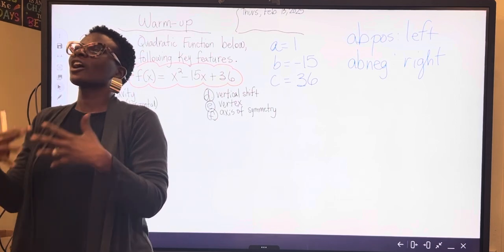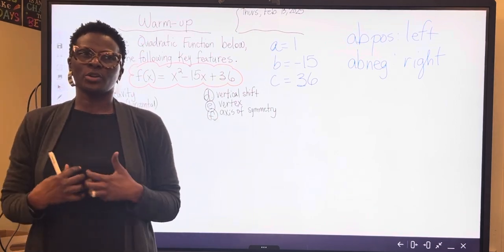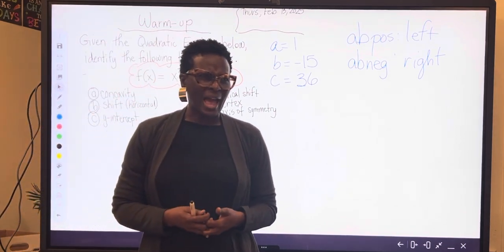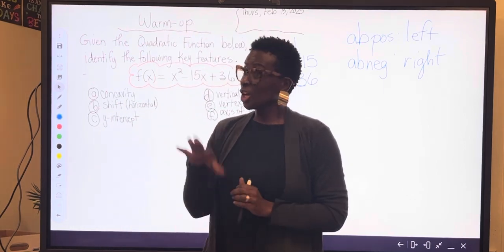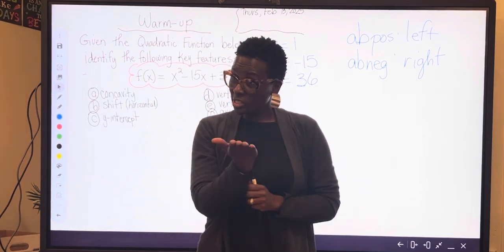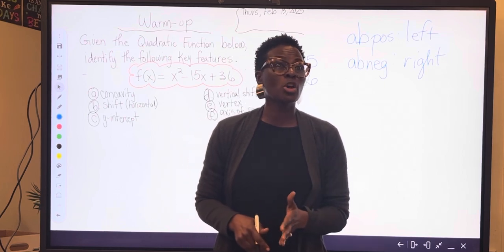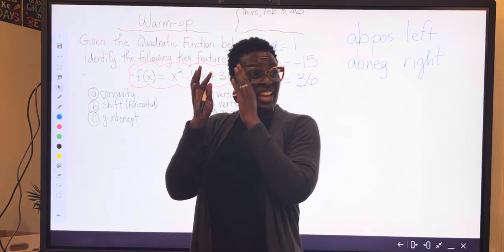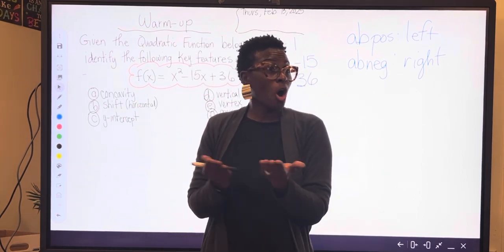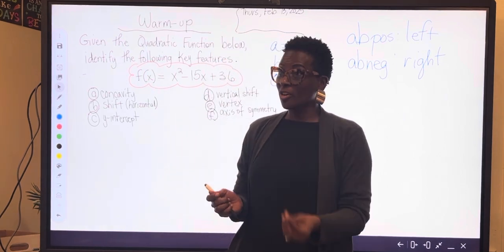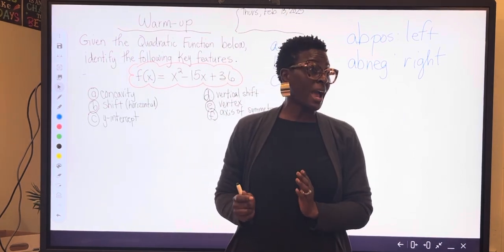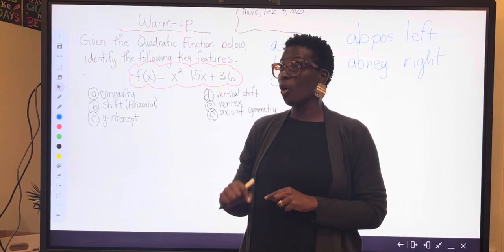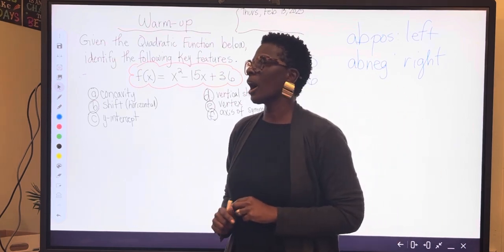Now, is there another way to figure out the shift other than doing a times b? Yes. What is that? Looking at the vertex. Because your vertex gives you what? Horizontal shift. And it gives you your what? Vertical shift. The x of the vertex is our horizontal shift. The y of the vertex is our vertical shift. It tells us how much we move up and down from the origin. Are y'all with me?